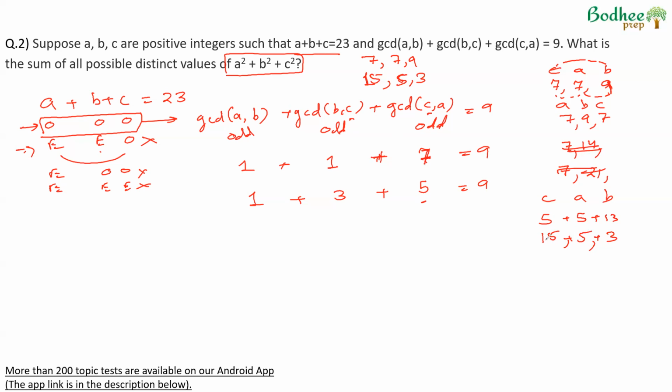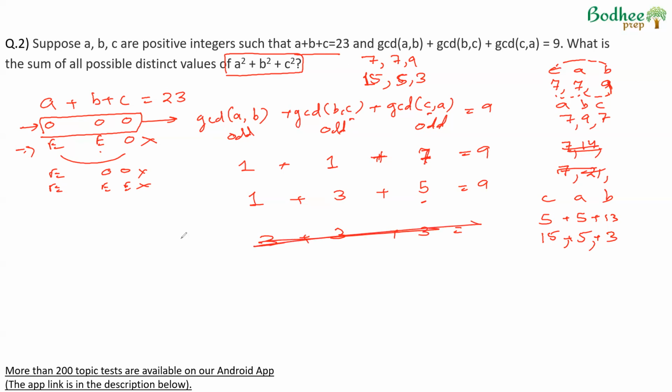5 and 10 is not possible. 5 and 15 is done. 5 and 5 is not giving us the rest of the numbers. If we further reduce the GCD to 3, we will have 3, 3 and 3. That is the only case that is left. But if the GCD is 3, all the numbers have to be 3, which will not add up to 9. So this case is also not there.